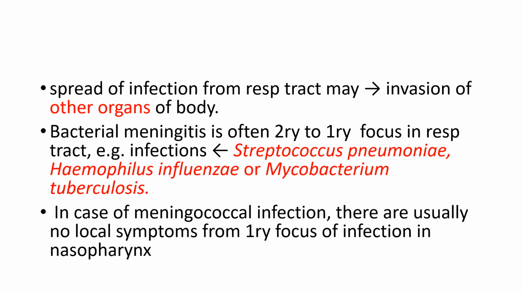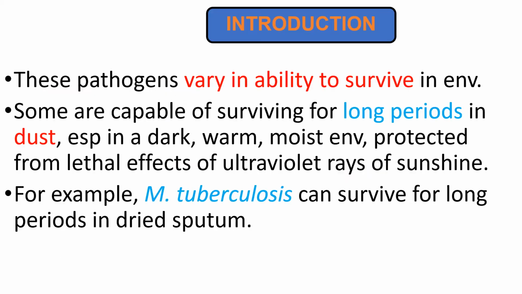Spread of infection from respiratory tract may lead to invasion of other organs of body. Bacterial meningitis is often secondary to primary focus in respiratory tract, e.g. infections due to Streptococcus pneumoniae, Haemophilus influenzae, or Mycobacterium tuberculosis. In case of meningococcal infection, there are usually no local symptoms from primary focus of infection in nasopharynx.